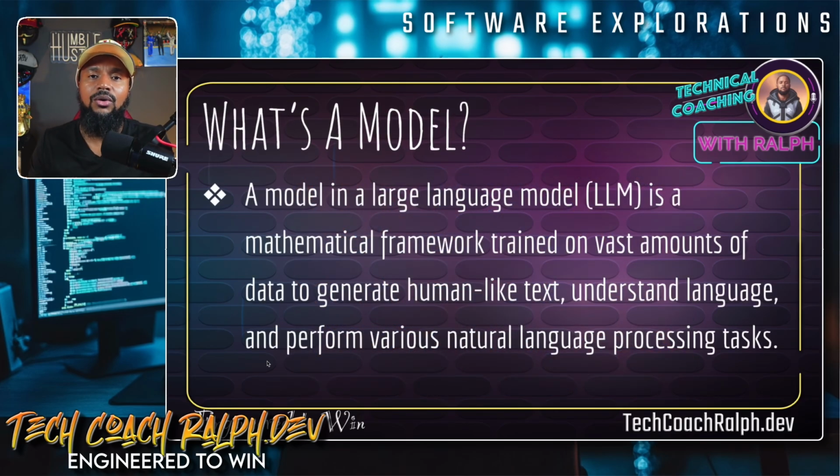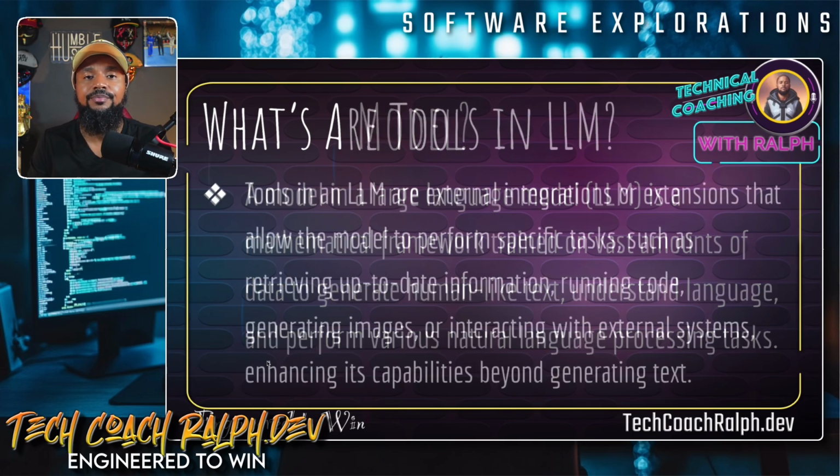So what is a model? A model in a large language model, it seems kind of redundant, an LLM, is a mathematical framework trained on vast amounts of data to generate human-like text, understand languages, and perform various natural language processing tasks, all right? So basically, it uses math in order to produce. So when we go on ChatGPT and we ask it a question, that's a bunch of math happening in the background that is able to work in seconds to give you the information that it's giving you.